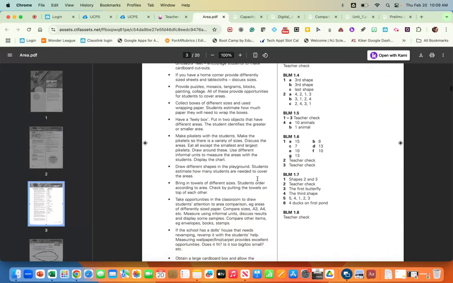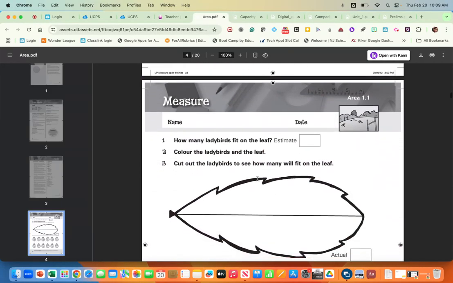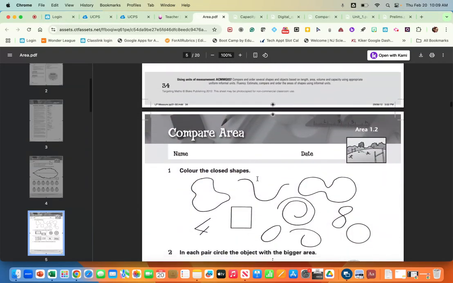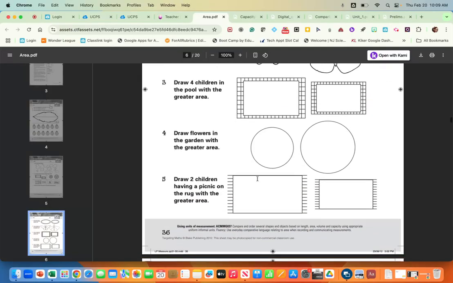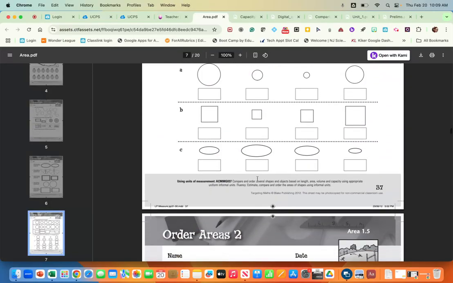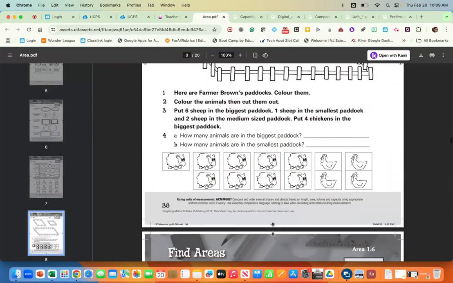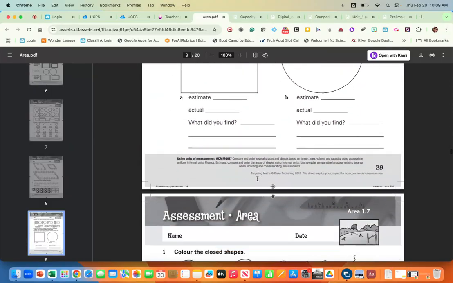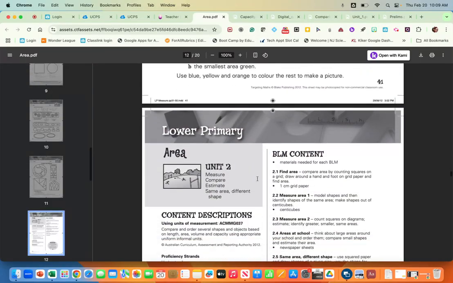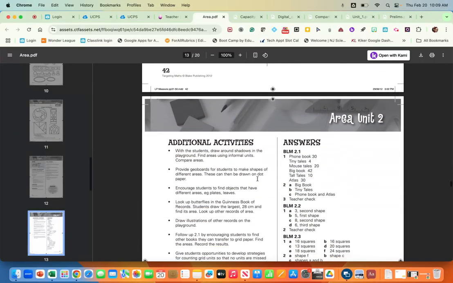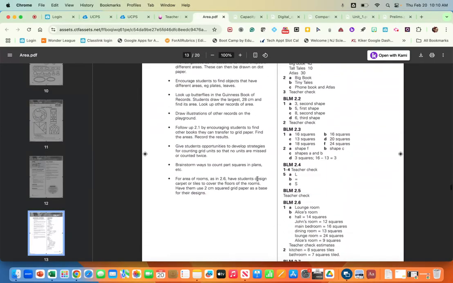This is the teacher page, and these are the student pages that you can work with them together, in a group, one-on-one, or have them do it for homework, whichever you believe the students would do their best in. Then there's a second unit here.